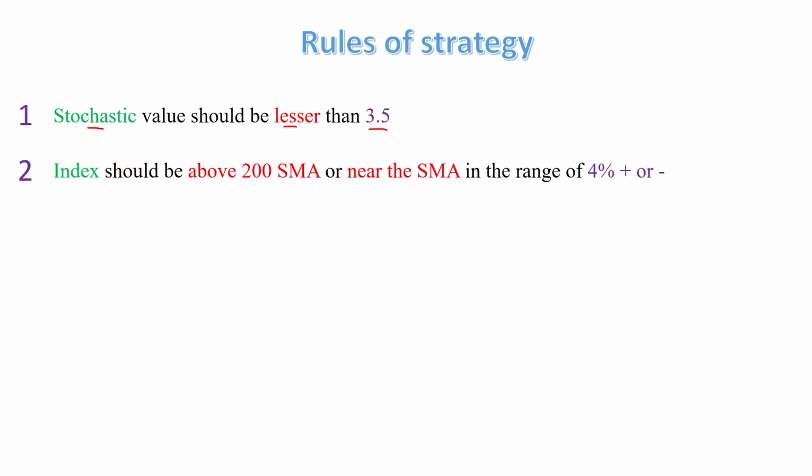The second rule that you have to keep in mind is that the closing price of the index should be above the 200 SMA. This primarily means that the primary trend of your index needs to be positive. But there is also a minor exception to this rule: sometimes the closing value of your index can also be below your SMA, that is the simple moving average, but it should not be beyond minus 4%. It can be in the range of plus 4% or minus 4%.